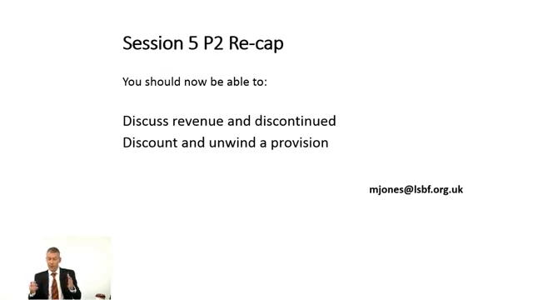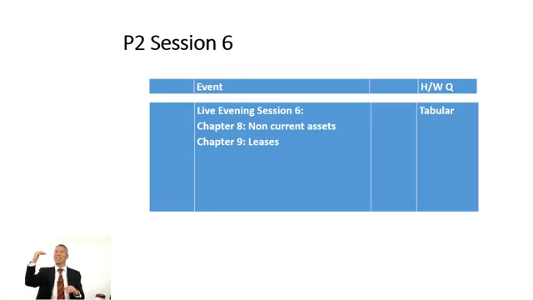The next page tells us we should now be able to discuss revenue and discontinue. Yep, we can certainly do that. And discount and unwind a provision. Absolutely true. And next time I see you, the technical level jumps up a little bit again. We do non-current assets and leases. And of course, we finish off the other standards in Chapter 7. So we finish off Chapter 7, do Chapter 8 and 9. That's next Thursday.